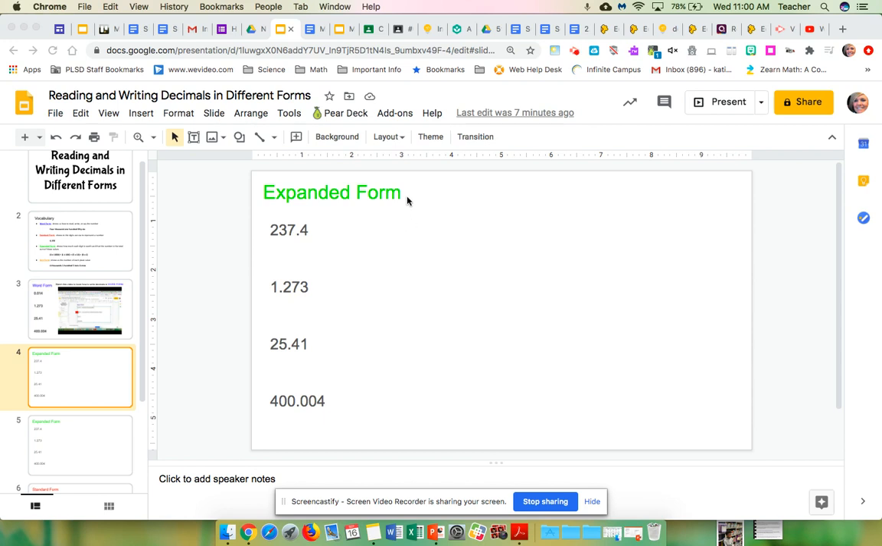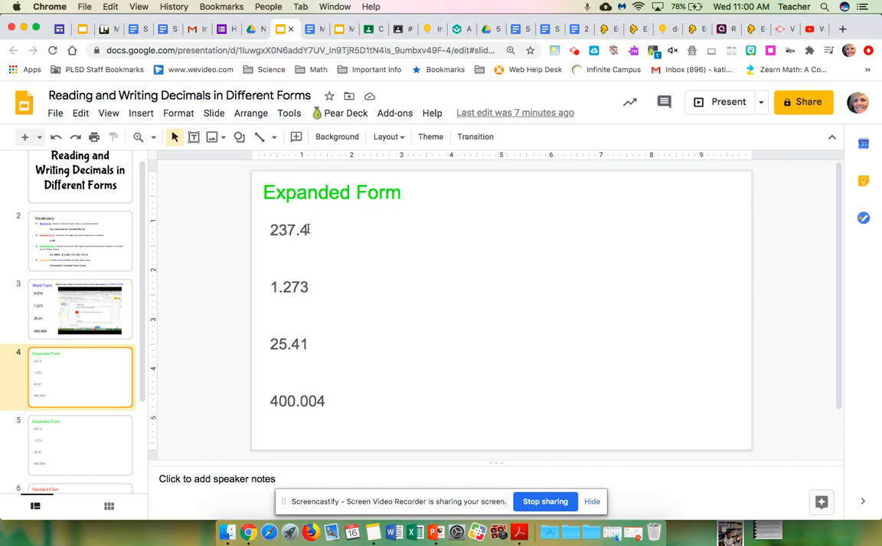Okay, now we're going to talk about expanded form. Expanded form, if you remember from last year, is the value of each digit, and you see that the sum of those digits is equal to the number that you're starting with.